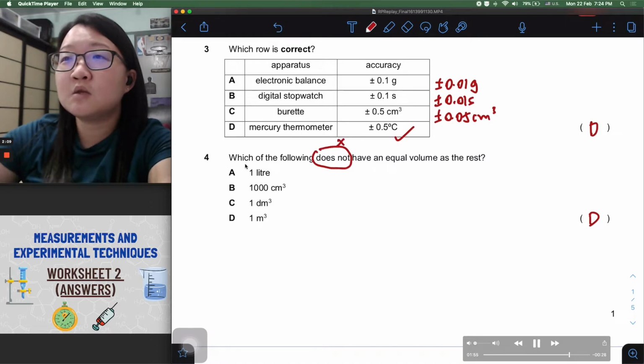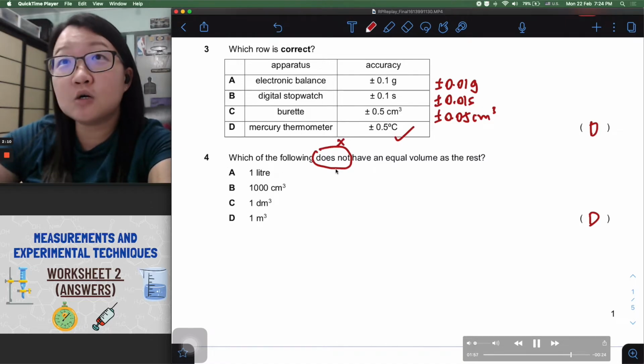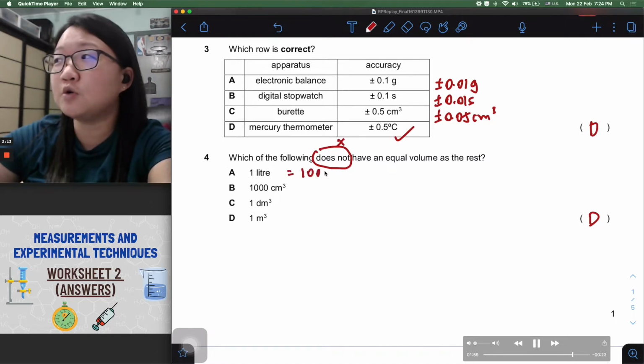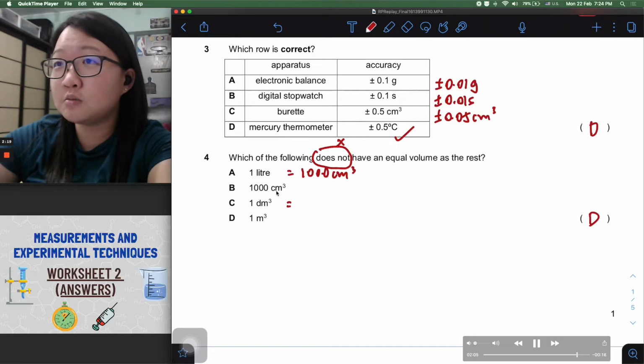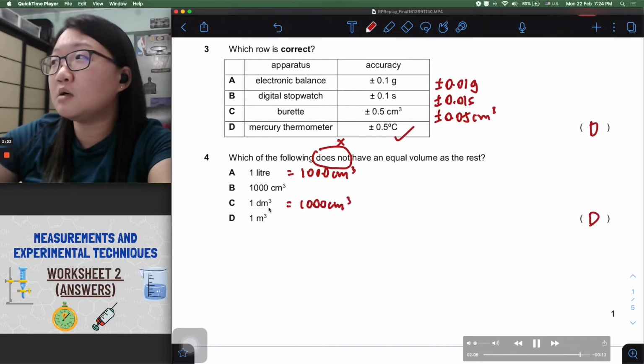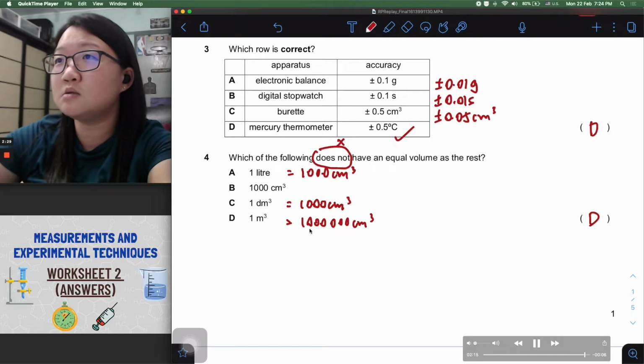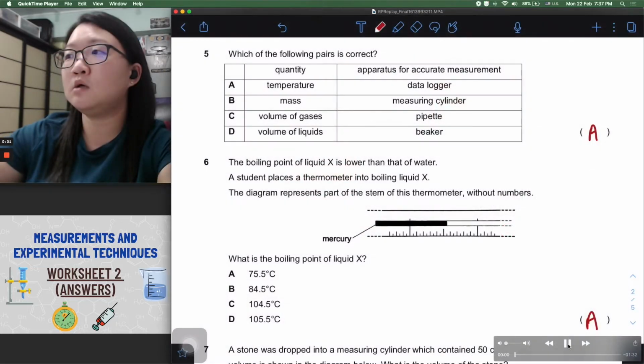Question 4, which of the following does not have an equal volume as the rest? This is unit conversion, right? So A, 1 liter, we know it's 1,000 cm cube. That equals B. And C, the conversion for 1 dm cube is also 1,000 cm cube. So the only one that is different from the rest will be 1 cubic meter. So the answer is B.